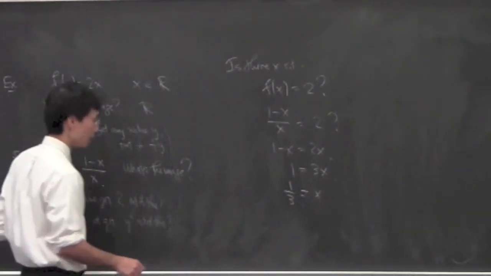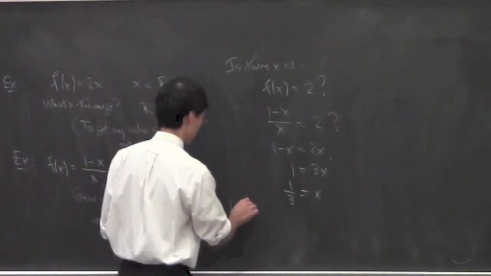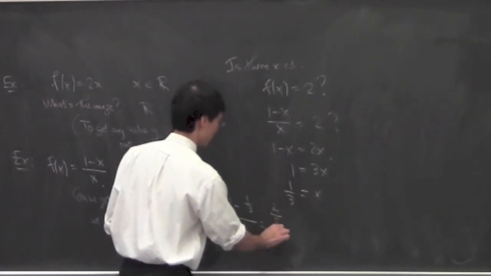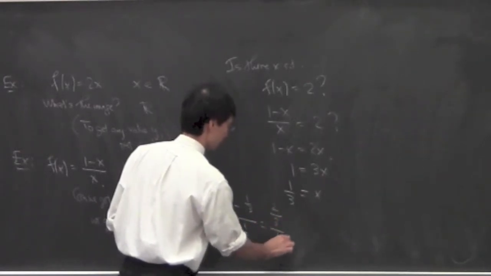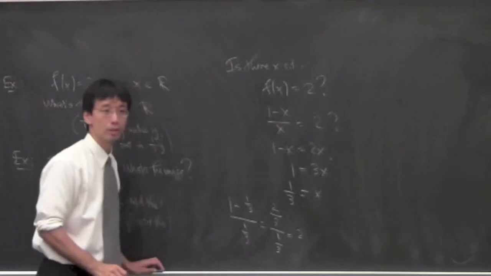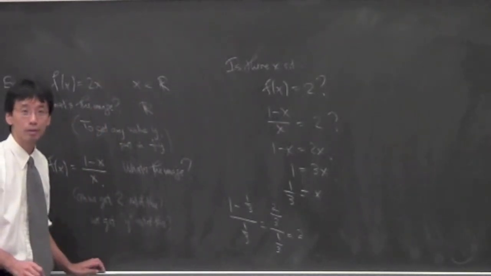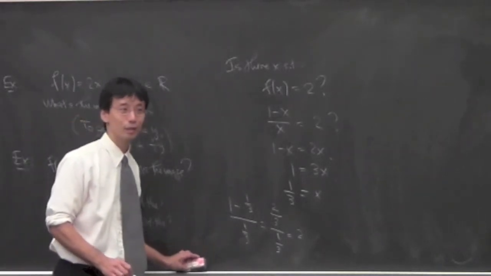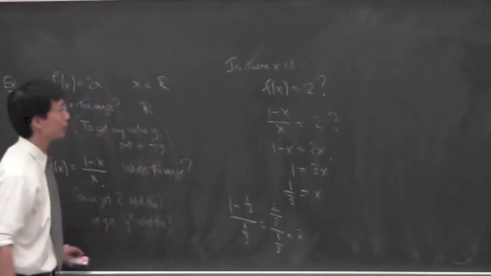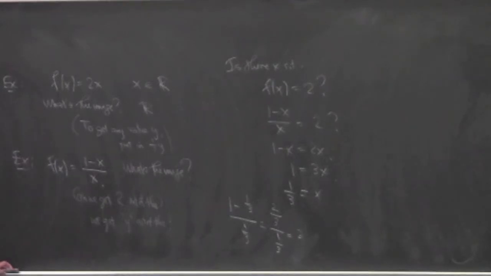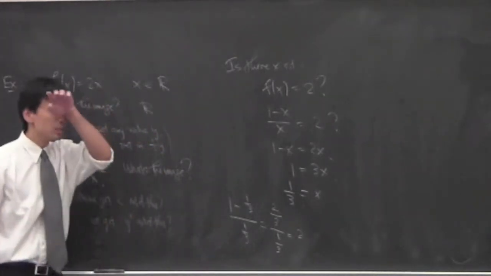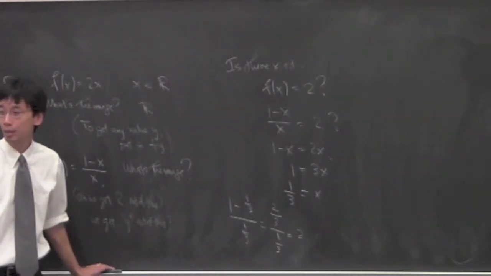If we put in 1/3 there, we get 1 minus 1/3 over 1/3. That's 2/3 over 1/3, that's 2. Oh, we were right. Don't worry. You can get 2 out of it. So 2 is in the image.